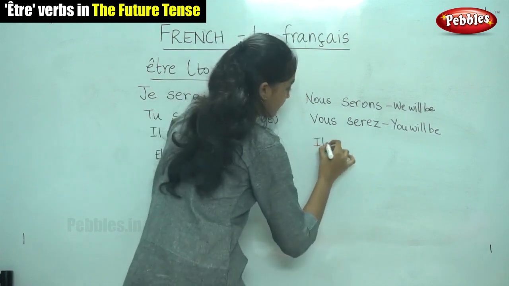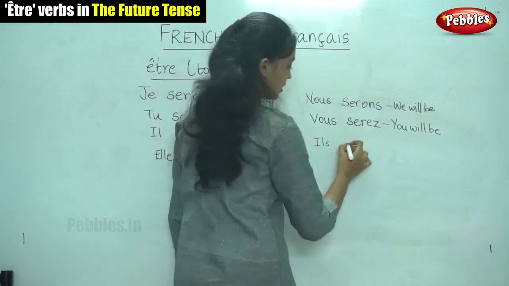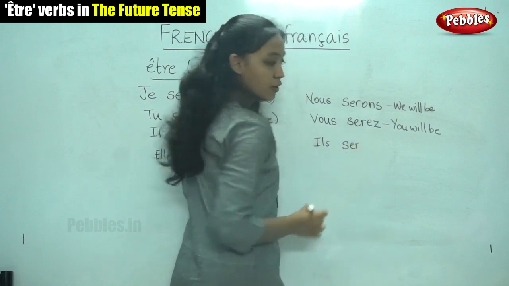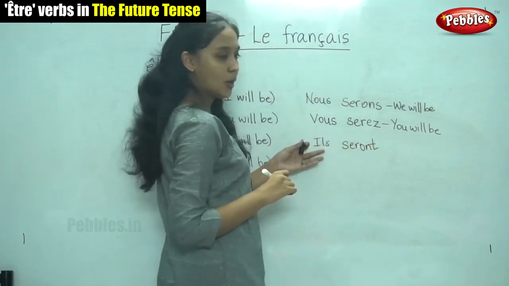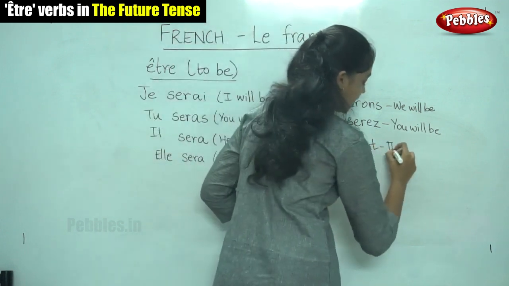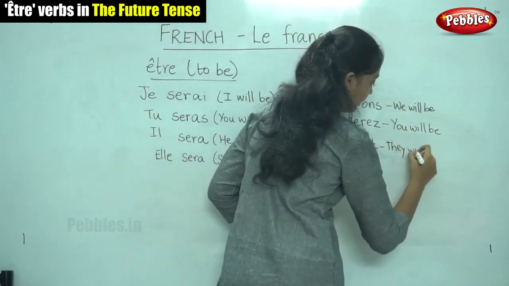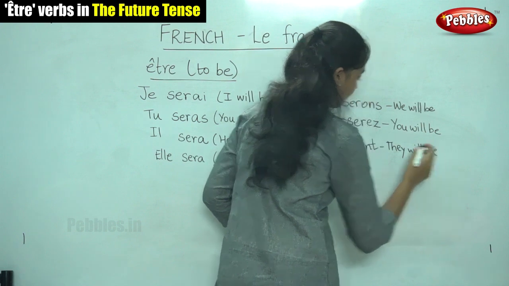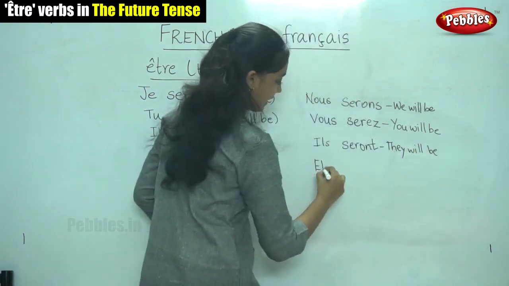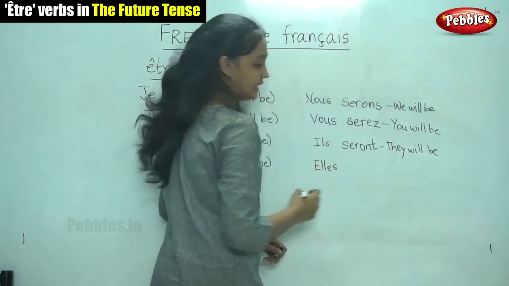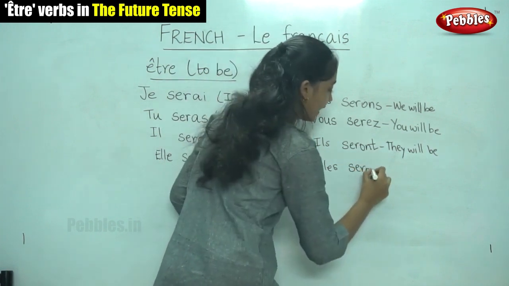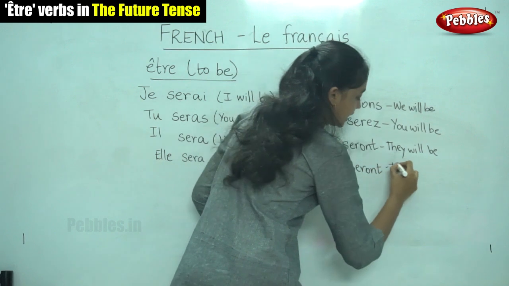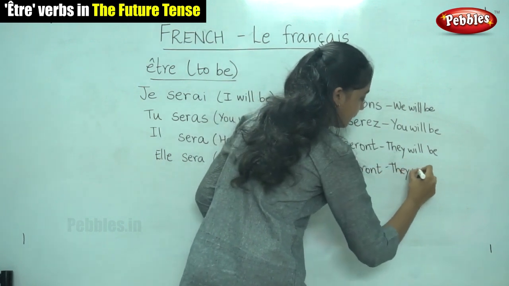For ils, we write the stem followed by the ending ONT. They will be. And for elles, again it is SERONT. They will be.